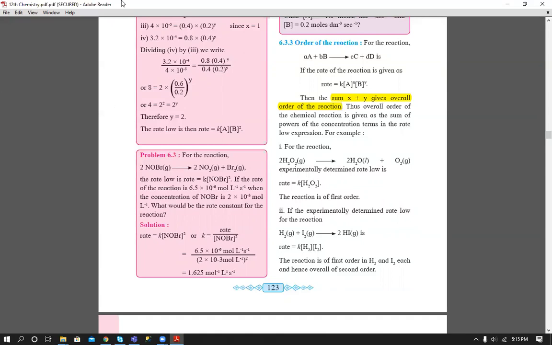So let's see the examples given. It is written: sum of powers of concentration terms in the rate law expression. For example, this is one of the reactions. It is found experimentally that the rate law depends upon the concentration of one reactant. It is first order, as the power is 1. For the next, the rate depends on the concentration of both reactants, and both have power 1. So 1 plus 1 will be 2, so it is a second order reaction. Okay, let's move ahead.